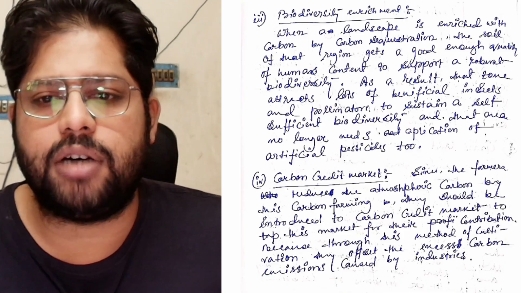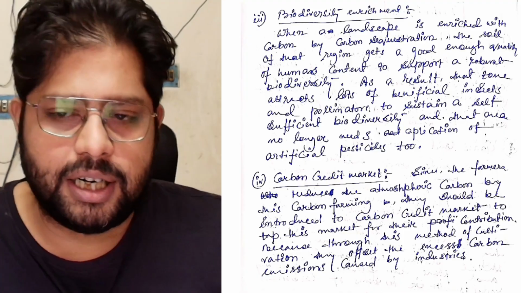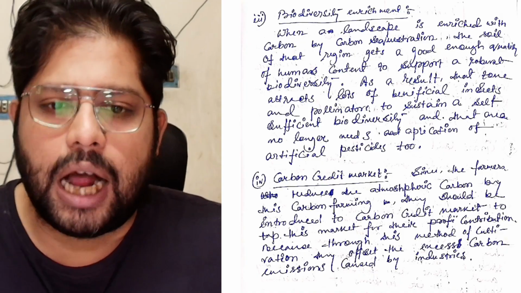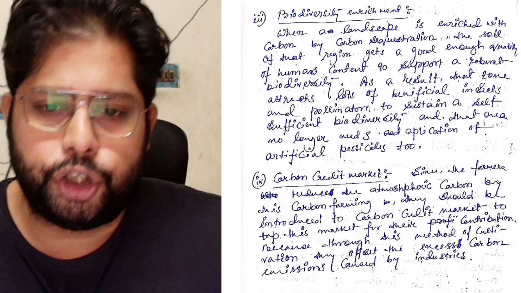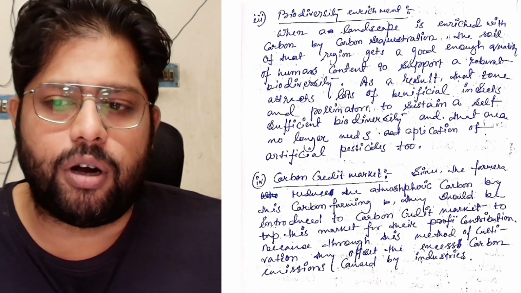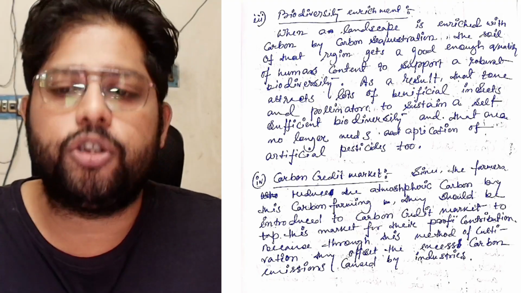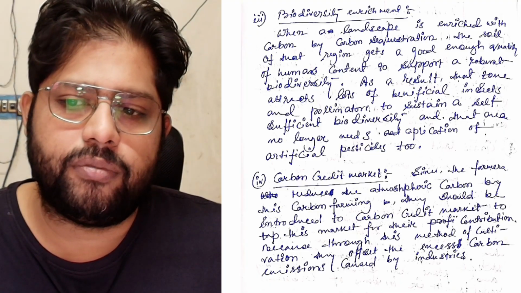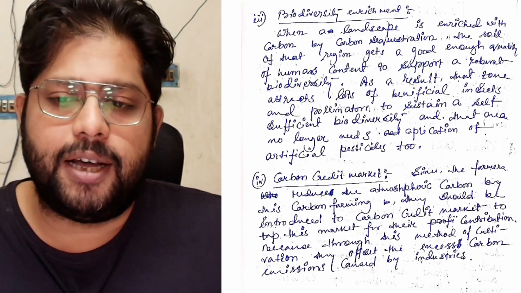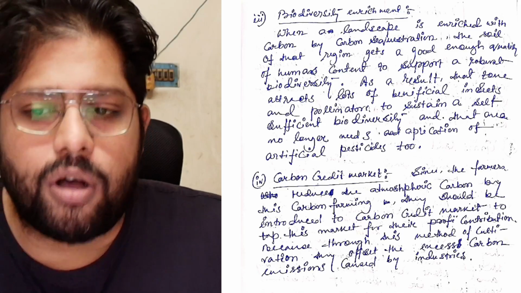The next point says carbon credit market. What is carbon credit market? Let me first read it. Since the farmers reduce the atmospheric carbon by this carbon farming, they should be introduced to the carbon credit market to tap this market for their contribution, because through this method of cultivation, they offset the excess carbon emissions caused by industry.